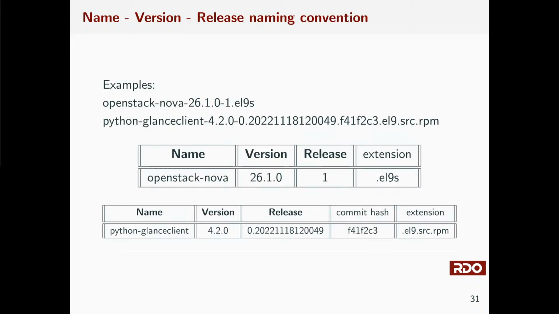Shortly about this convention, to make it clear, we have two examples here. The first one is for the OpenStack Nova package, and it's very easy because the version is 26.1.0 and the release is 1. The other example comes from DeLorean. It's special because the release, as you can see here, is not that simple: the release is based on a timestamp. We also add a commit hash, which lets us identify the source commit, and of course the extensions.